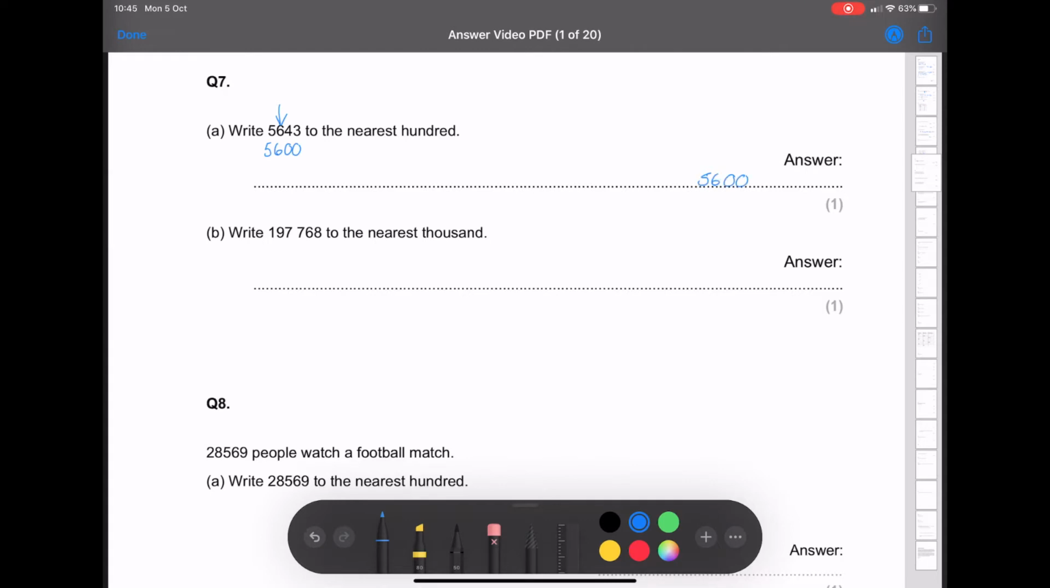Write 197,768 to the nearest 1,000. So this is our 1,000 here, this 7. Okay, 7,768. And we need to decide if that's closer to 7,000 or 8,000. So if we look at this, this is a 7. That's 5 or above, which means that needs to round up. So it's 198,000. Okay. Everything else just becomes zeros because you round it to the nearest 1,000.